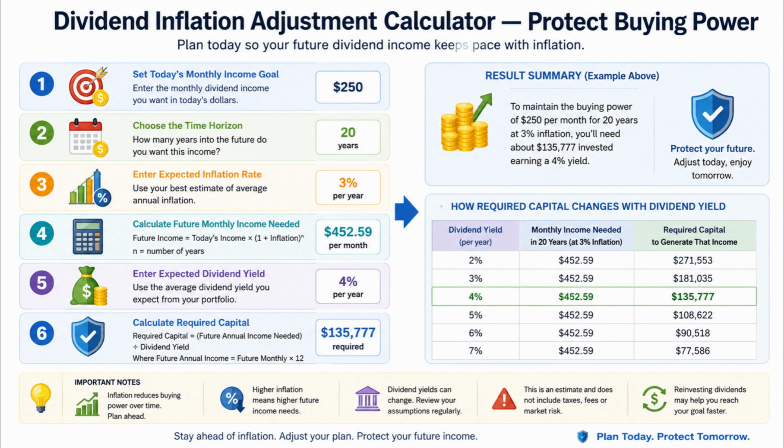At a 4% yield, it becomes about $135,777. Similarly, at a 5% yield, the required capital may fall to about $108,622. At a 6% yield, it may be around $90,518. Finally, at a 7% yield, the capital needed may be about $77,586. So, the main idea is that higher inflation increases future income needs, while a higher dividend yield may reduce the amount of capital required.